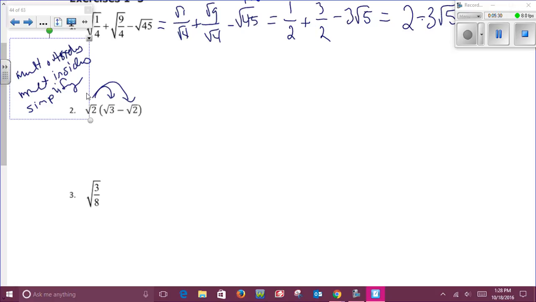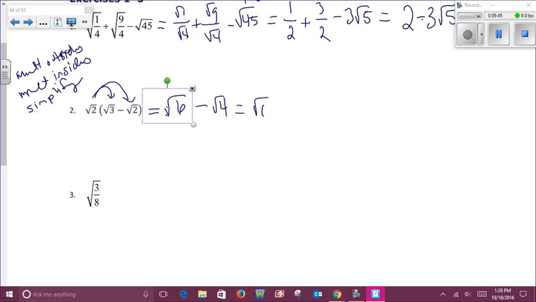So I have 3 steps. I'm going to multiply my outsides. Those are both 1, so I don't have to worry about that. And then I multiply my insides. Radical 2 times radical 3 is radical 6. Minus radical 2 times radical 2 is radical 4. Radical 6 cannot be simplified, so it's just radical 6. Radical 4 can be simplified, so it's minus 2.